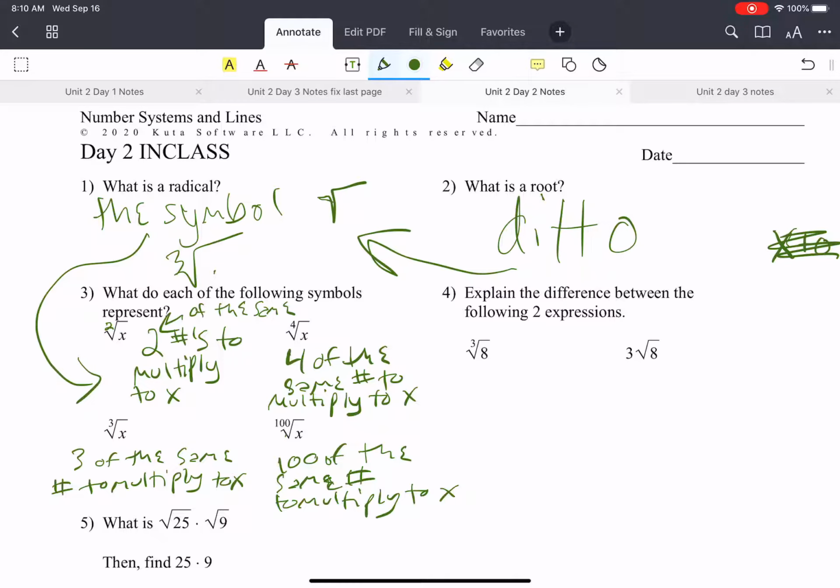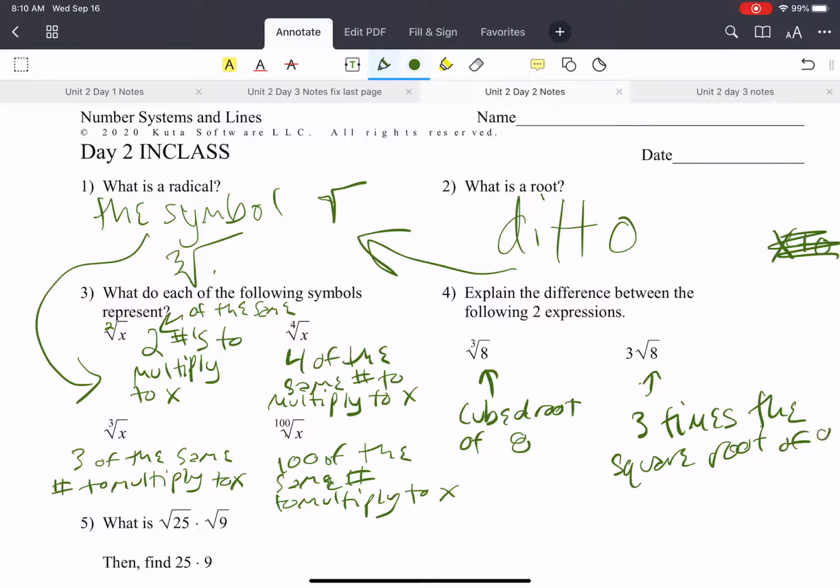What Mandy just said is this is a cube root and this one is still a square root. So on this one, I'm looking for 3 of the same number to get to 8. And on this one, I'm looking for 2 of the same number to get to 8. And then whatever number that is, I'm going to times it by 3. This one is the cube root of 8, and this one is 3 times the square root of 8.